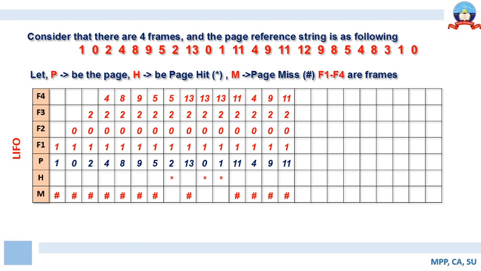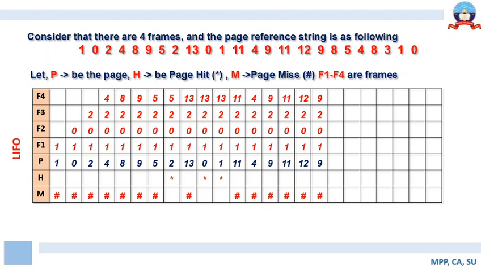After 11 I have a page reference to page number 12, so page number 12 is not available in the memory. I'll make a suitable replacement, so I'll replace the element that is there at the top of the stack, so I'll replace 11 with 12. After 12 there is a page reference to page number 9, so page number 9 is not available in the memory, so I'll replace the element that is there at the top of the stack. I'll replace 12 by 9.